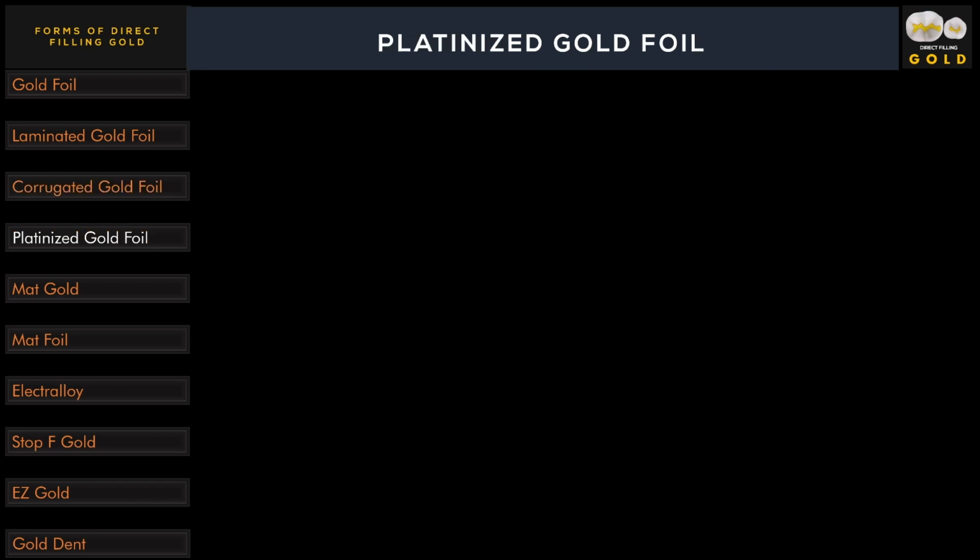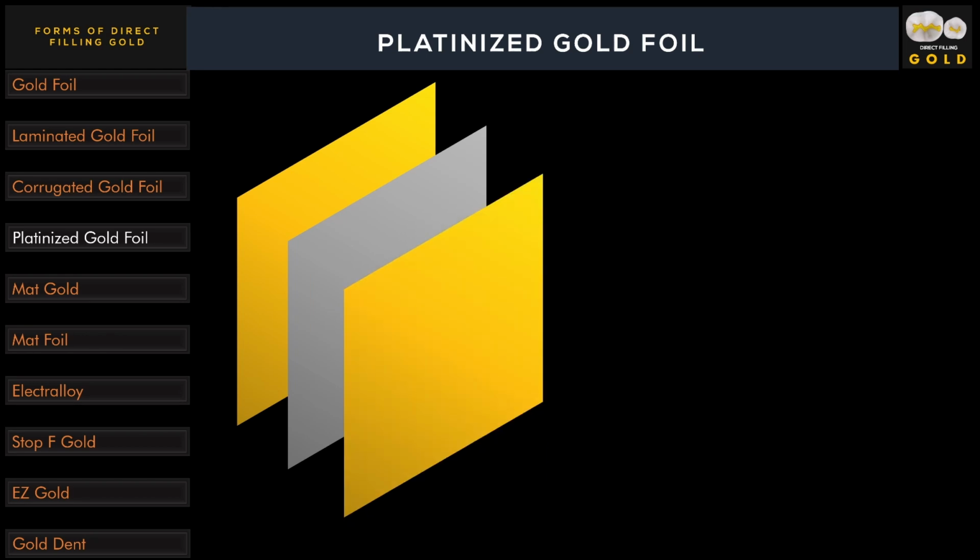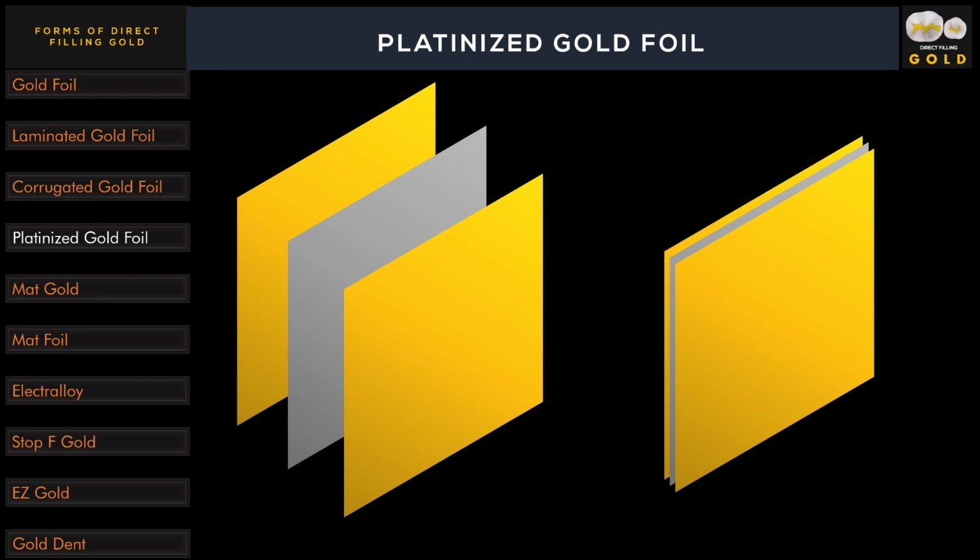Next comes the platinized gold foil. It is similar to laminated gold foil, but here one sheet of gold foil is taken and on top of that a layer of platinum foil is placed. On top of that another gold foil sheet is placed, and this is rolled together to make a thicker sheet. This provides much stronger restorations compared to gold foil restorations.